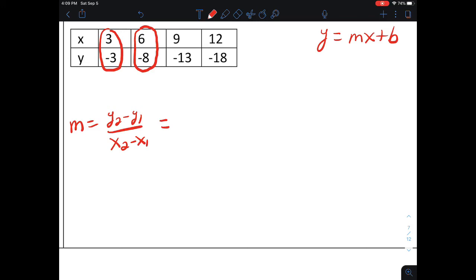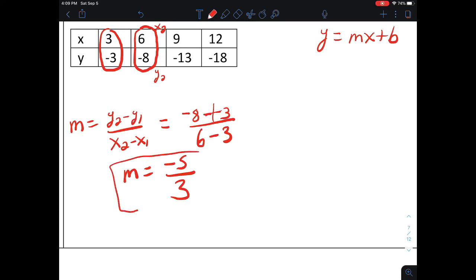So I'm going to let the one on the right be my second coordinate, so x2 and y2. So it'll be y2, negative 8, minus y1, negative 3, over x2 of 6 minus x1 of 3. So the slope of this line is going to be, back-to-back minuses make a plus, negative 5 over 6 minus 3, which is 3. So I have negative 5/3 is m.